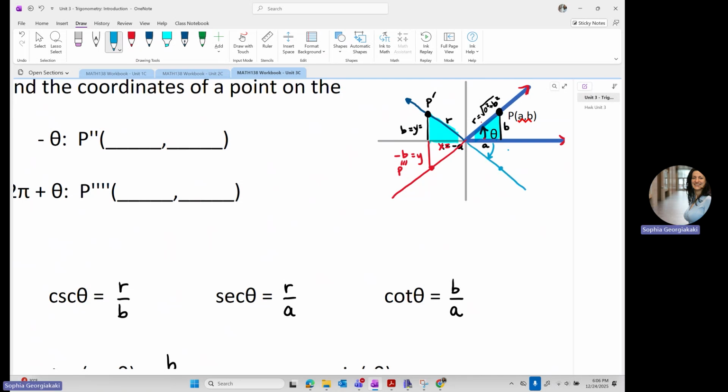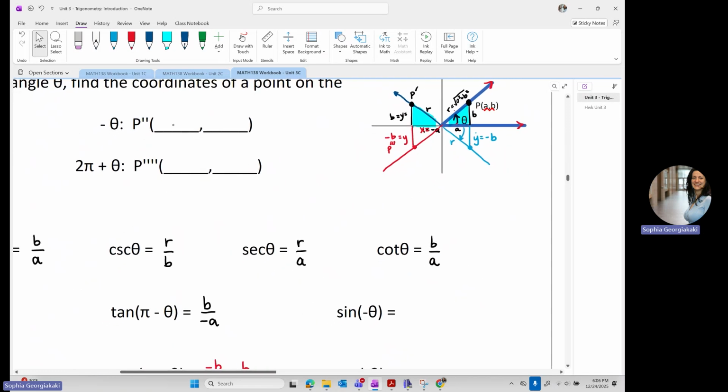So I will have this point, the symmetric point to P. I'm going to draw the triangle that attaches to the x-axis. The r will still be the same. The y coordinate will be equal to b, but in quadrant 4 it will be negative, and the x coordinate will be equal to a, and in quadrant 4 it is positive. So the coordinates of this point P double prime is a, negative b.